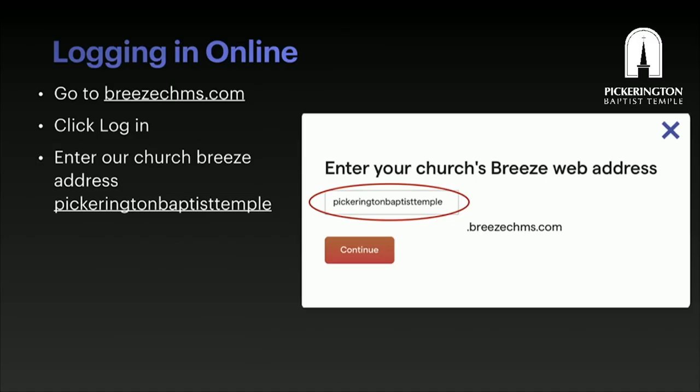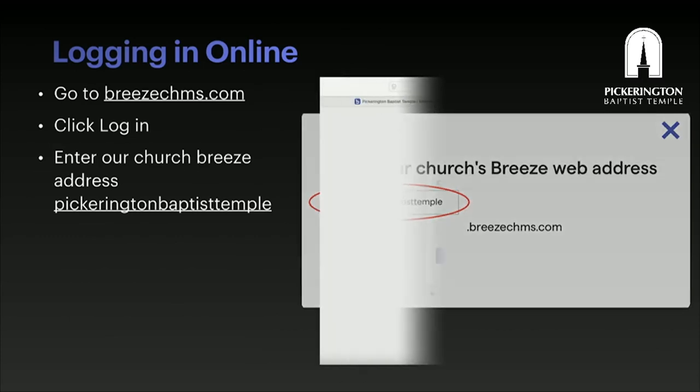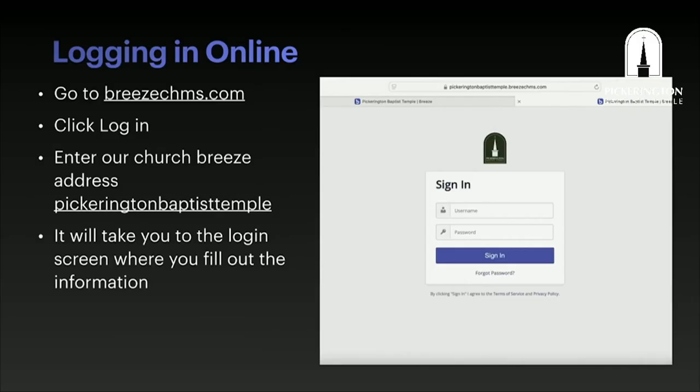And then you'll see right there, it's .breezechms.com. If you want to do this the old-fashioned way, I'm sure you could go to the web address and type in pickeringtonbaptisttemple.breezechms.com, and I'm sure it would take you right to our page. But once you click that, you click Continue, and it will take you back to the login screen where you'll fill out the information that we talked about earlier. That's basically how you log back into your account so you have access. Now, this was all done online.